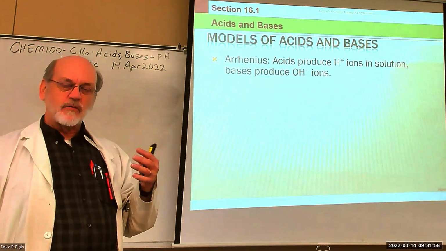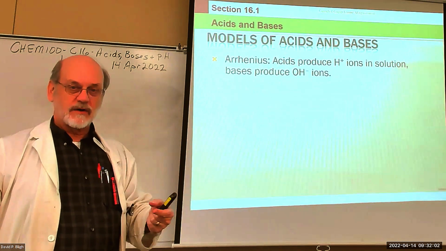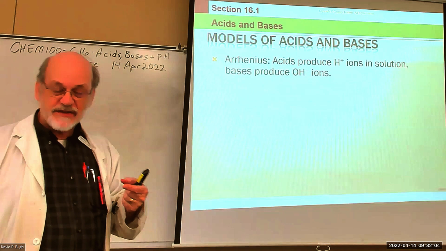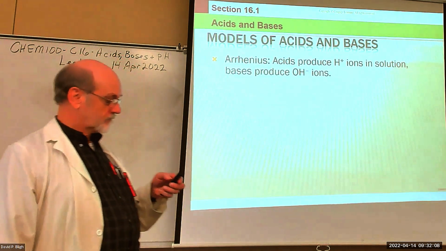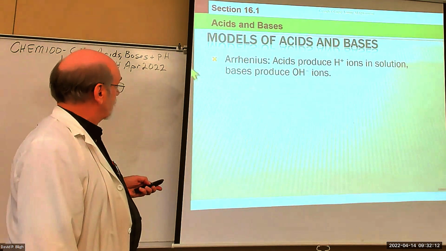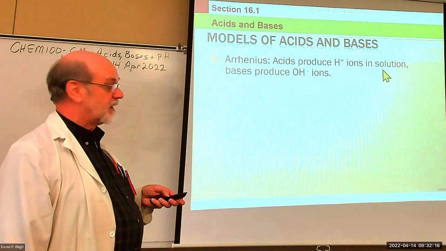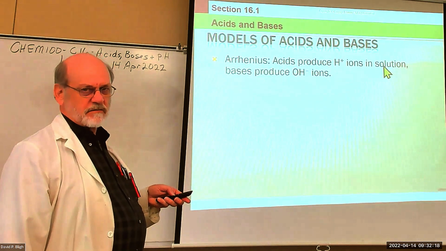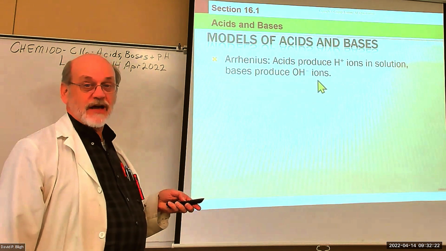And what was needed was an understanding of why they are sour. Arrhenius came up with the first useful definition for what an acid is. Arrhenius said that acids produce hydrogen ions in solution, and he's talking about aqueous solution here. And bases produce hydroxyls.